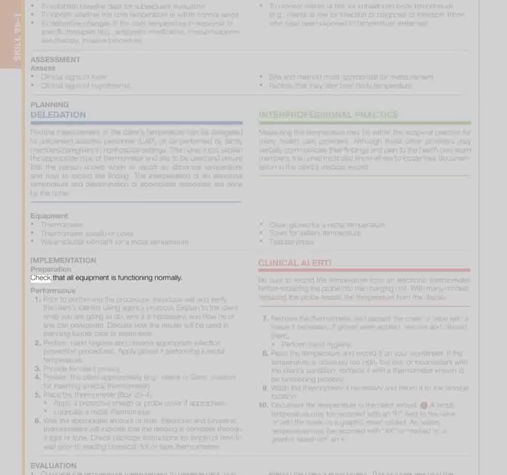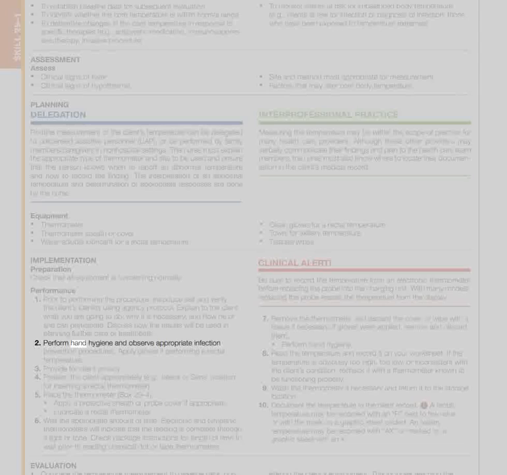Implementation, preparation: check that all equipment is functioning normally. Performance: 1. Prior to performing the procedure, introduce self and verify the client's identity using agency protocol. Explain to the client what you are going to do, why it is necessary, and how he or she can participate. Discuss how the results will be used in planning further care or treatments.